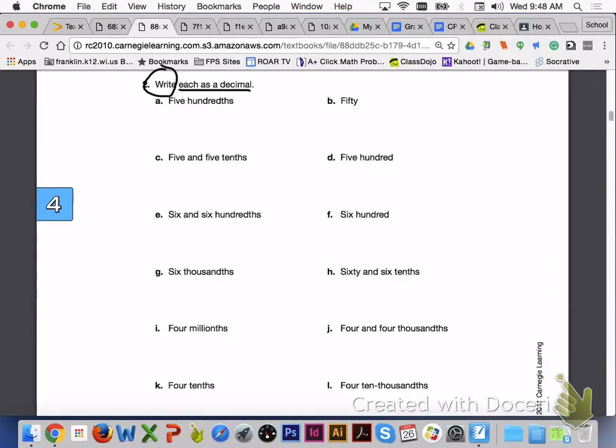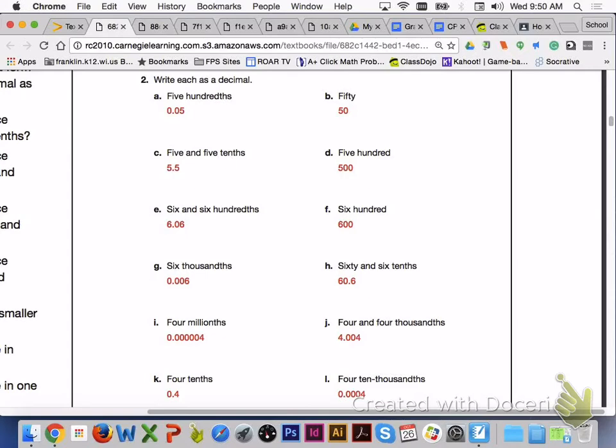Turn to page 234, answer number 2, letters A through L with your group members. Here are what your decimals should look like for letters A through L. Please check them over with your group members to make sure that they are correct. Let me know if you have any questions.